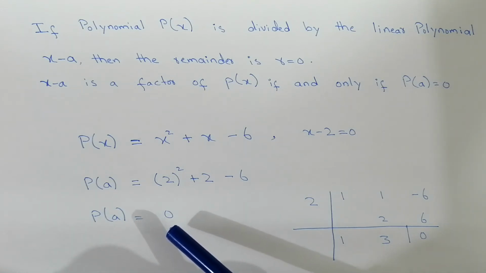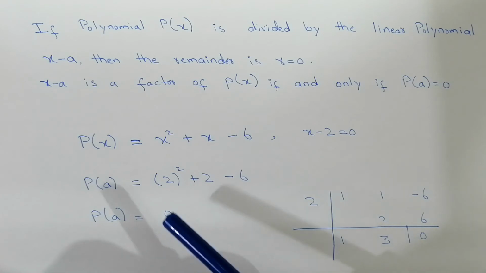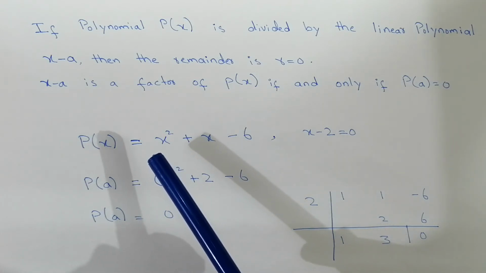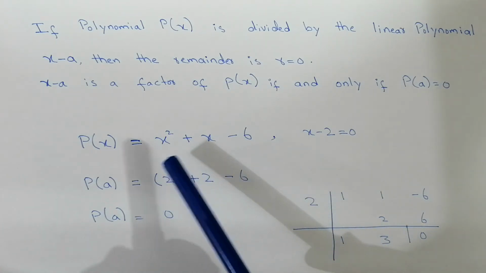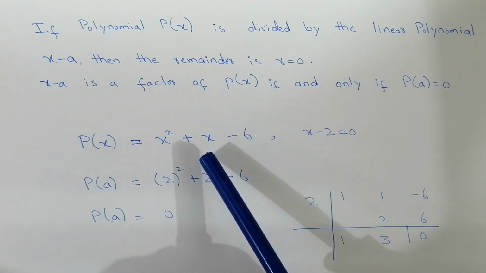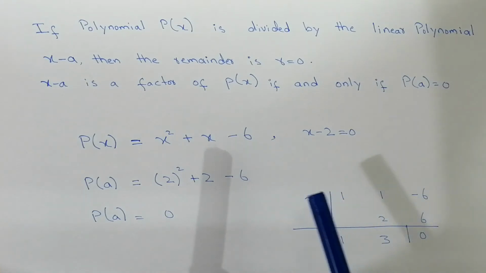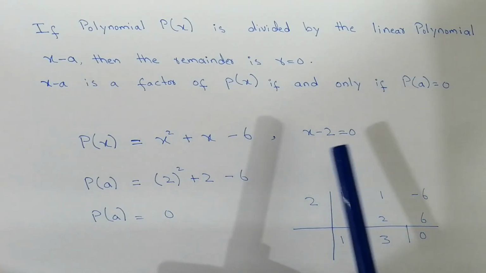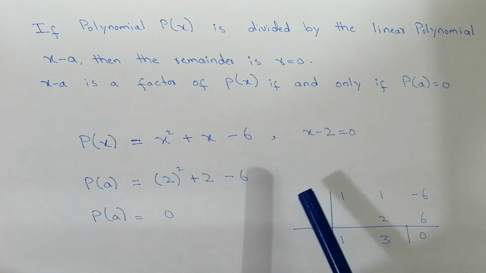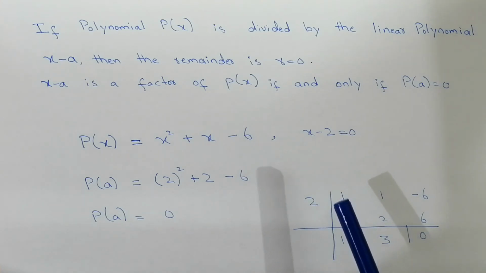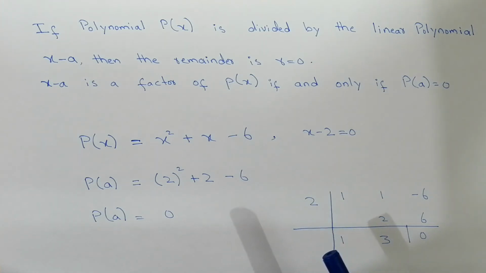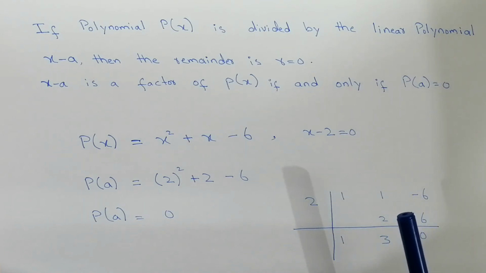So solving this by using synthetic division, now putting the coefficients over here. So coefficient of x square is 1 and x is 1 and minus 6, that will be the same. So x minus 2 is equal to 0, it means x will be equal to 2. So putting 2 over here, bring down 1, so 2 into 1, that will be 2, 1 plus 2, that will be 3, 2 into 3, that will be 6, so minus 6 plus 6, that will be 0.